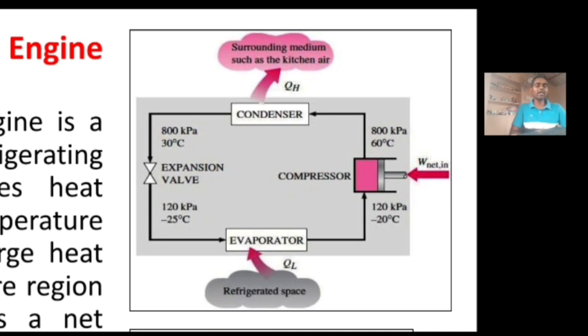Here the high temperature high pressure vapor will give out its heat, and thereby it becomes a high pressure low temperature liquid. So the condenser will be your outer atmosphere. If you consider an AC, the atmosphere outside your room will be the condenser. Generally, in your fridge at home, the backside will be your condenser, where all those vents give the heat out.